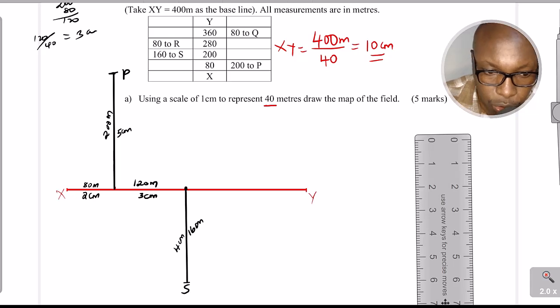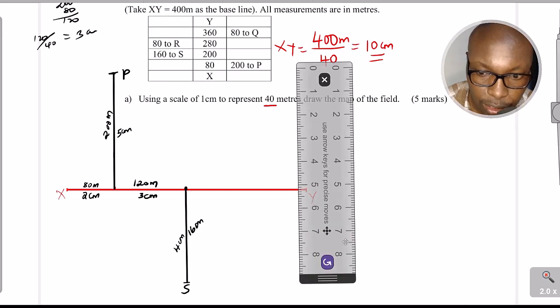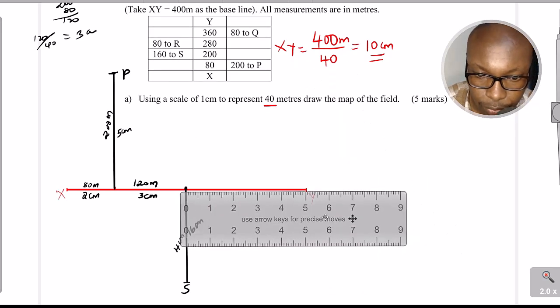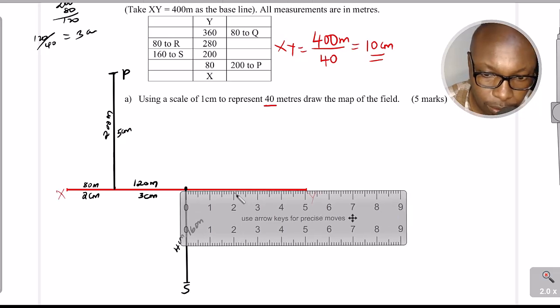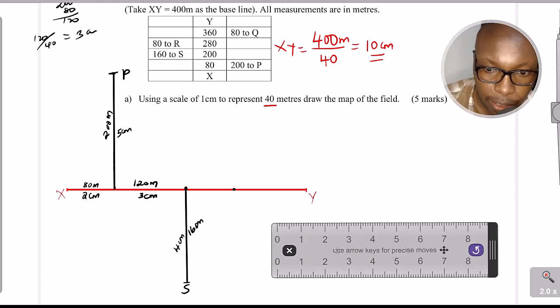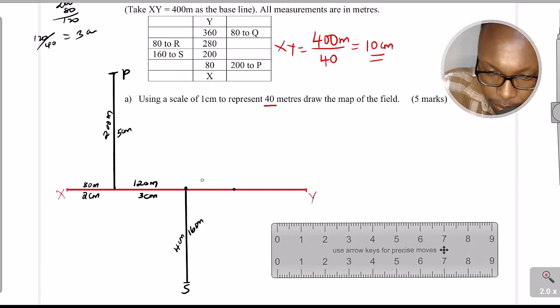Then from there, we go to 280. Up to this point, we are at 200. Now to 280, we are going to add 80. 80 using this scale, 80 divided by 40, so you're going to measure 2 centimeters from there. So 2 centimeters will be that point. I've marked it there. So this is 80 meters, which is the same as 2 centimeters using the scale.